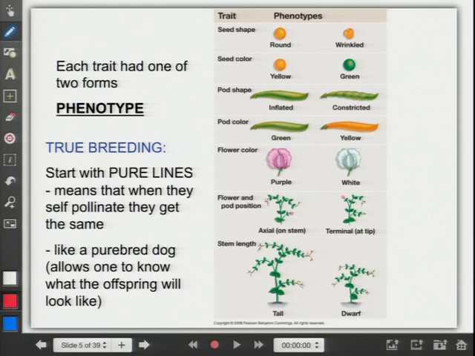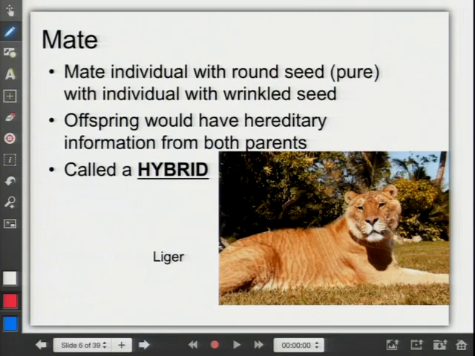Okay, so it's kind of like a purebred dog, except purebred dogs aren't genetically identical to each other, but maybe for one trait, all the purebreds have that same trait. Just like the tall plants aren't identical in all their other traits, but he's following that one phenotype, that one gene. So that's what true breeding or pure line means in genetics.